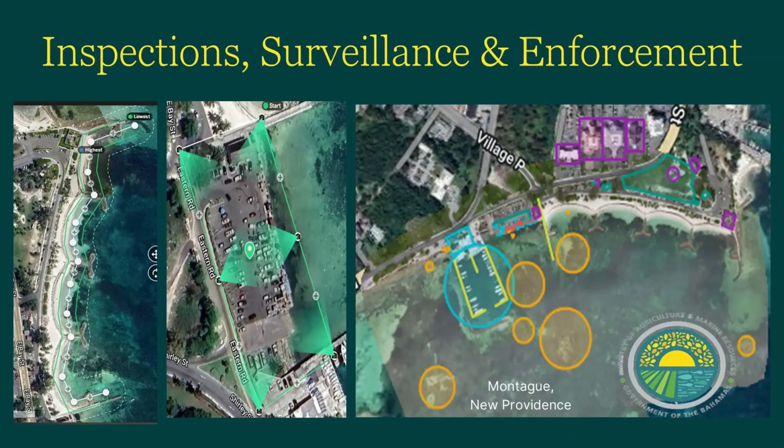Here's another great example from the Bahamas. This is Montague in Nassau, in which the Department of Marine Resources was trained and using this map for surveillance and enforcement of fishing activities happening at the site. You can see here on the right, in the orange, they're looking at anchor damage in the seagrass beds.